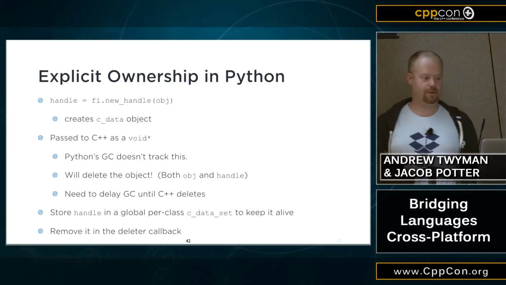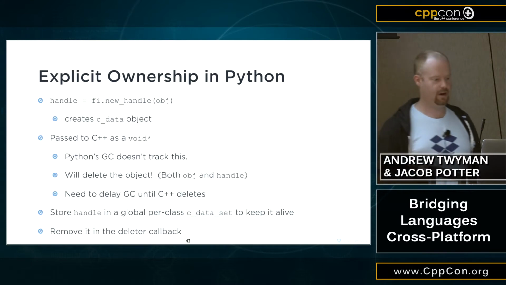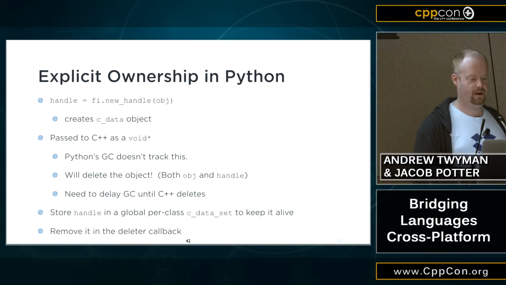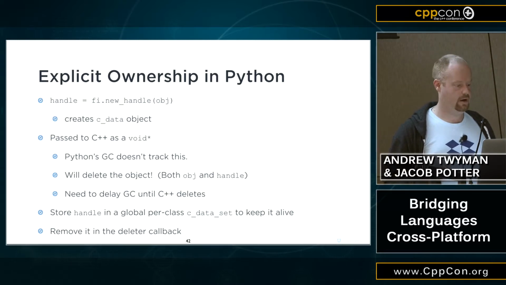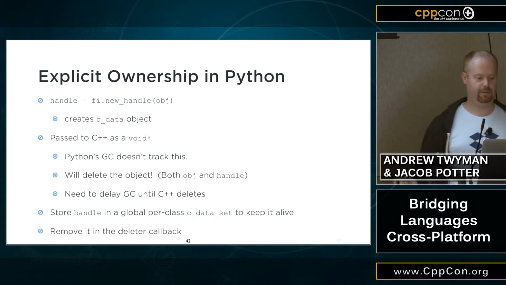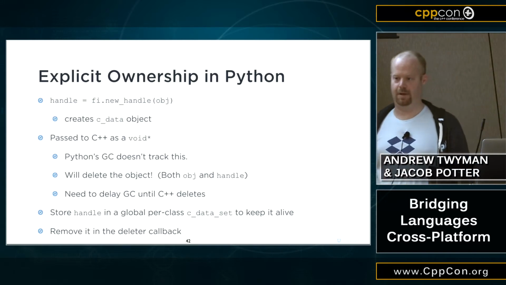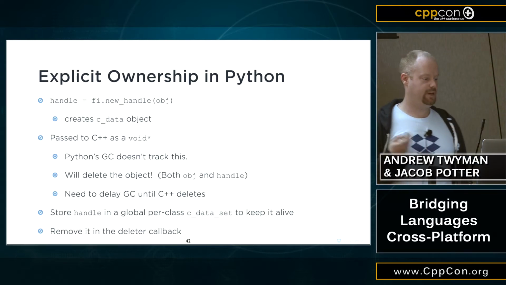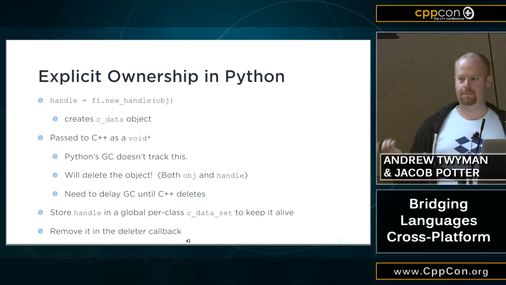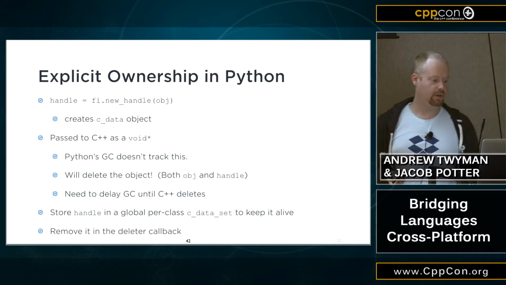So Python is garbage collected, and it doesn't have any explicit deletes. So how do we make that actually work as a contract? Let's say you're trying to pass a Python object down to C++. You create a handle to it, as I described earlier, that creates a CData object. You pass it to C++ as a void star, but the garbage collector doesn't know anything about that void star or the fact that C++ is still using it. So it's going to happily delete both the handle and the object that it points to. So you need some way of delaying that garbage collection by keeping that handle alive so that it keeps the object alive, so that nothing goes away and you don't have any dangling pointers.